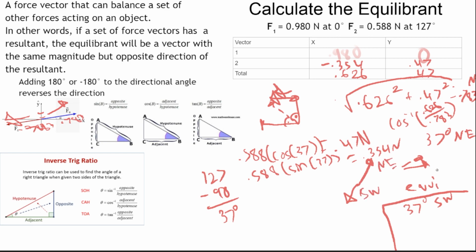So that's that. Or well, actually, now we can make this into a total angle. So we just do 37 plus 180, or the other way around. That's going to be 217 degrees. So that's it, really. We do 217 degrees, and obviously remember our 0.783 newtons, and that is it for our equilibrant. That's all we had to do for this.